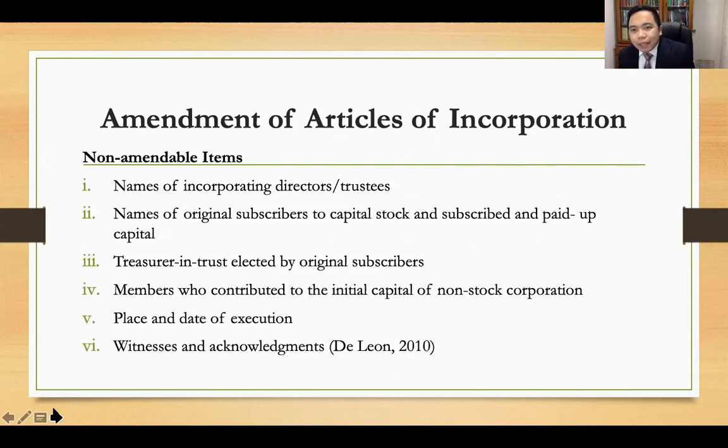Now, there are certain items which cannot be amended or replaced in the articles of incorporation. Again, take note of these items which you cannot amend. Even if you have complied with the voting requirements, still you cannot replace these matters that are flashed in your screens. What are those? The names of incorporators. Very important, class. You cannot amend the names of the incorporators because it is an accomplished fact. It is a done fact, no?